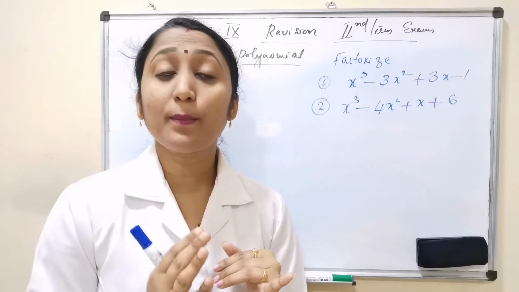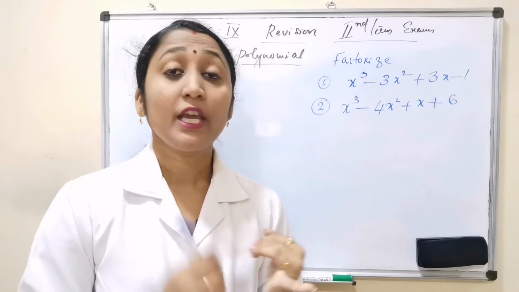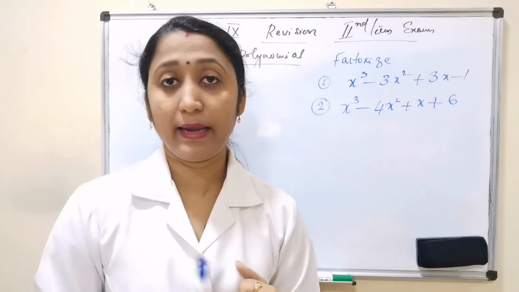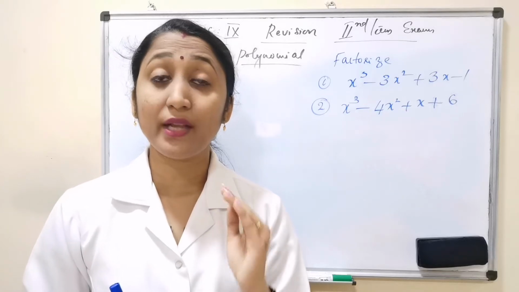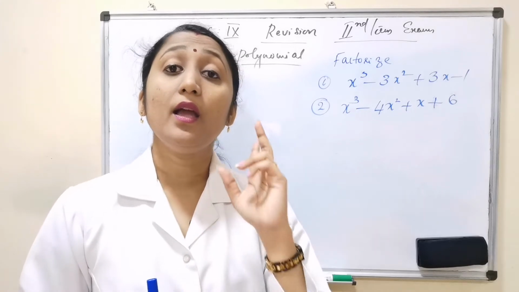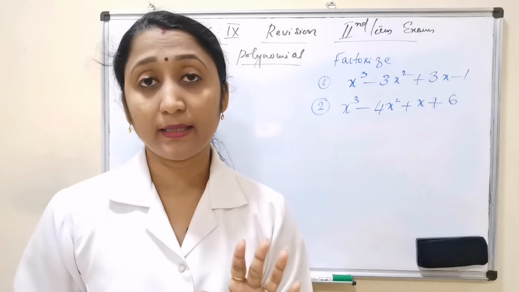In this cubic polynomial factorization, the first step is trial and error. In the trial and error method, we will get one factor. Again, we want to find the two remaining factors. That means we have to divide by the long division method. Then we will get a quadratic polynomial. After that, you have to do splitting the middle term.